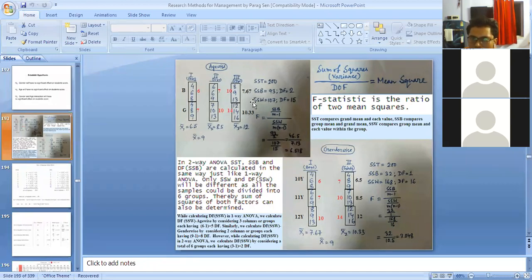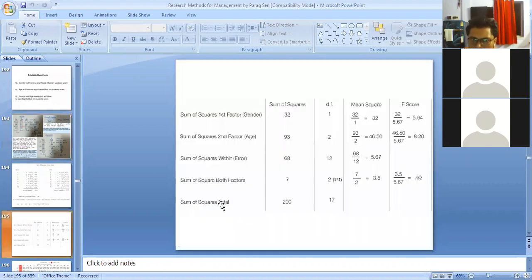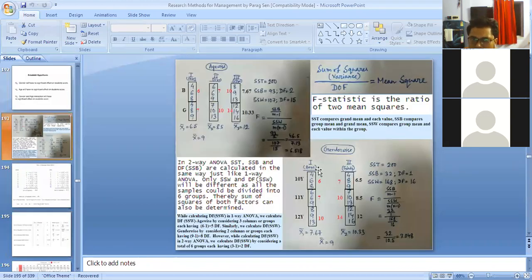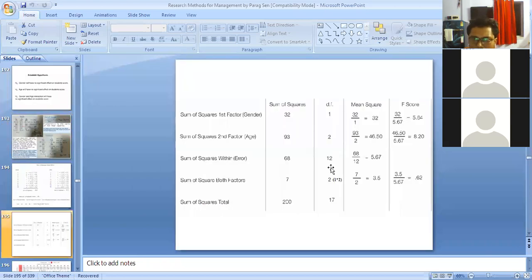Whenever you are considering the sum of square within for one way ANOVA it is so, but whenever you are considering both simultaneously, then instead of 3 blocks you are having 6 blocks, because you are considering age and gender simultaneously. So the sum of square within will be 68 and the degrees of freedom will be 12. Why 12? Because you are getting 6 blocks and in each block you have 3 elements, so the degrees of freedom for each block will be 3 minus 1, that is 2. So 6 into 2 gives you 12.